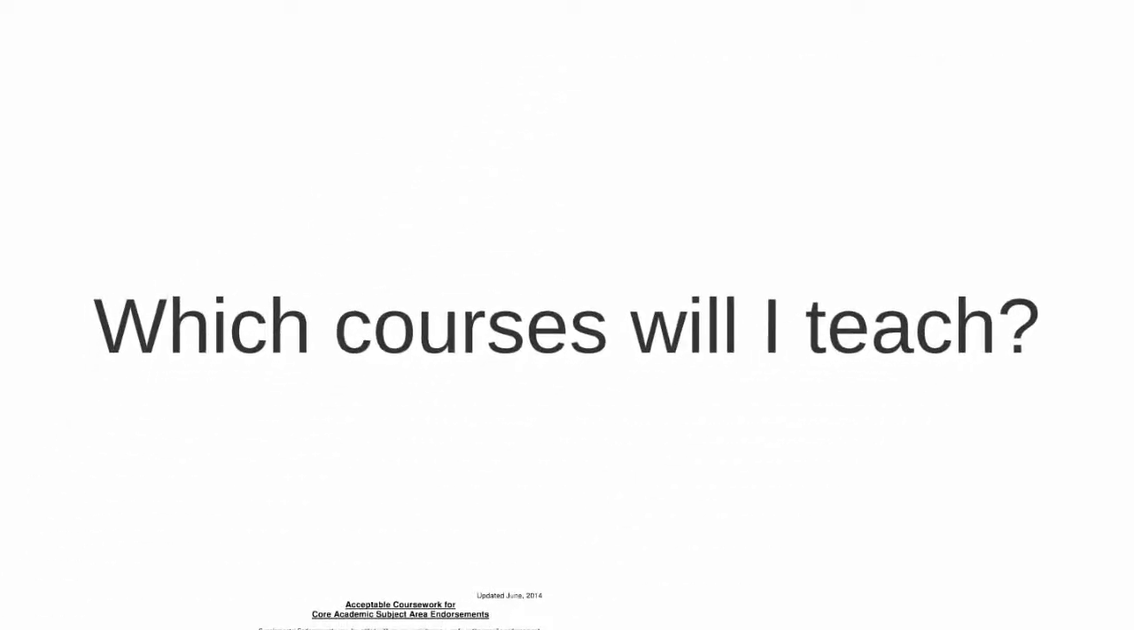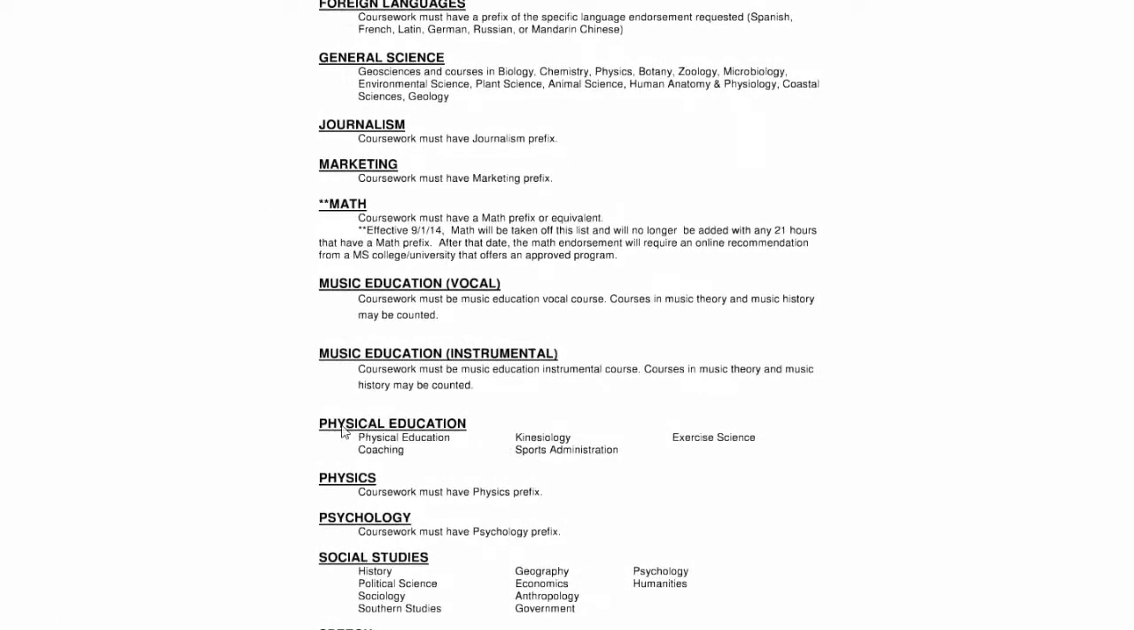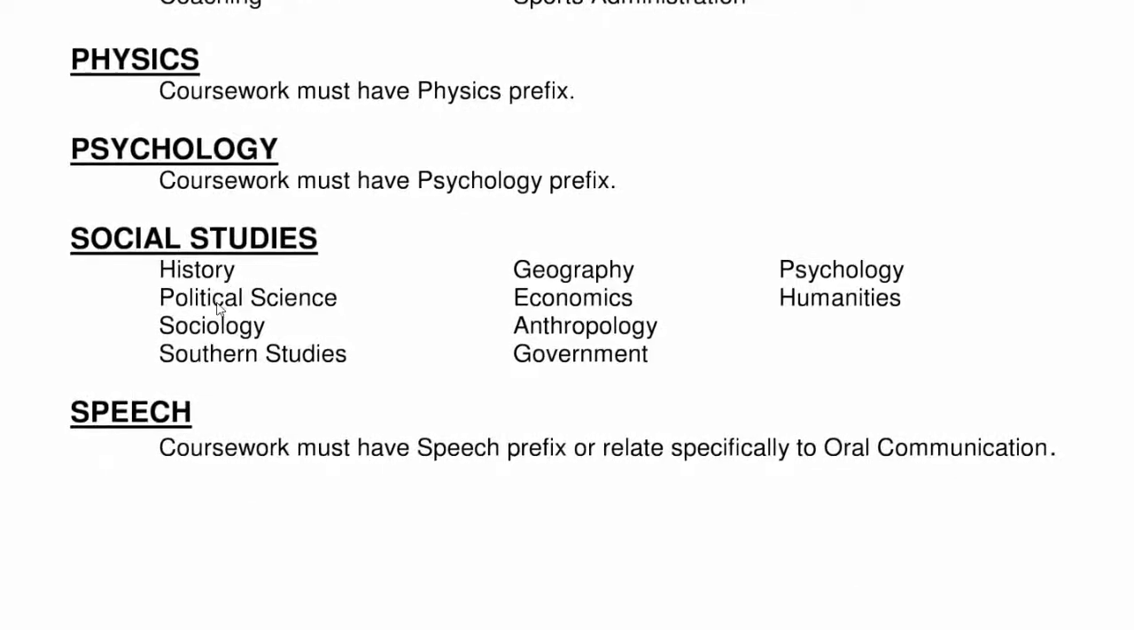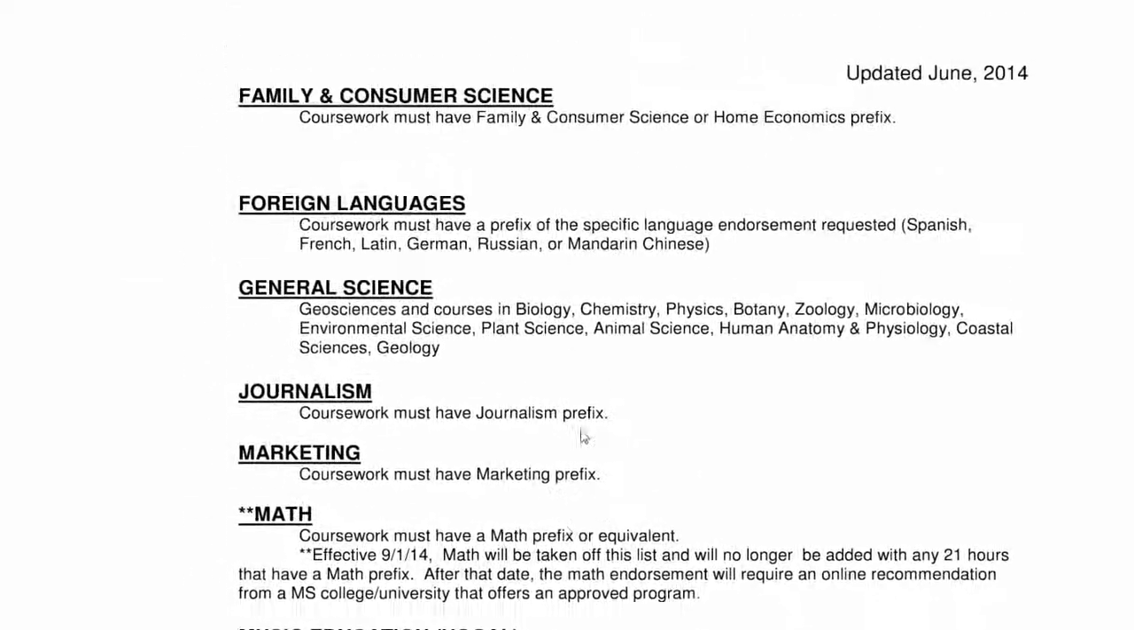Which courses will I teach? Many teachers ask, and this is some of the subject areas right here. If you have a PE endorsement, you may teach PE, coaching, kinesiology, exercise science. If you have a social studies degree, you may teach history, political science, Southern studies, geography, anthropology, humanities, psychology. So if you're just an English teacher, you may not teach just English.